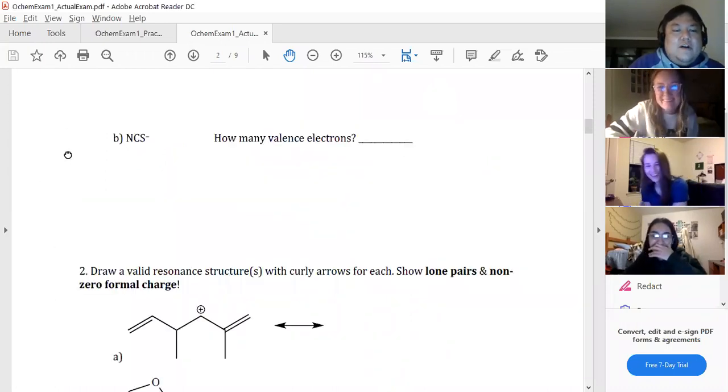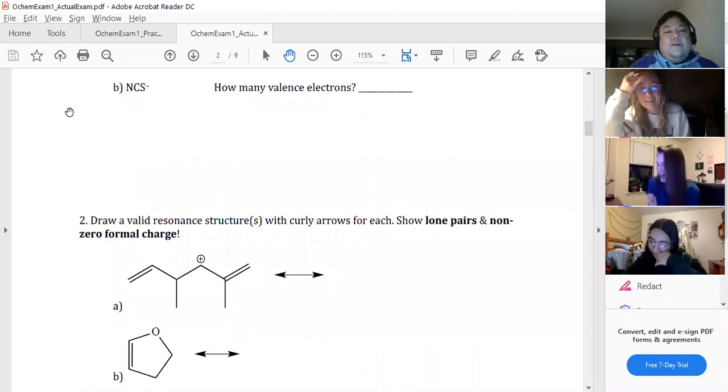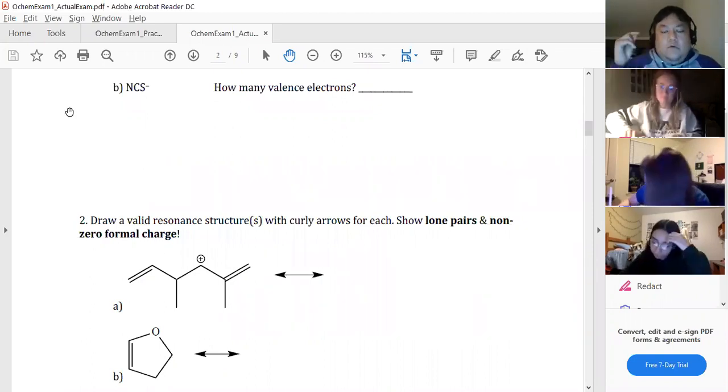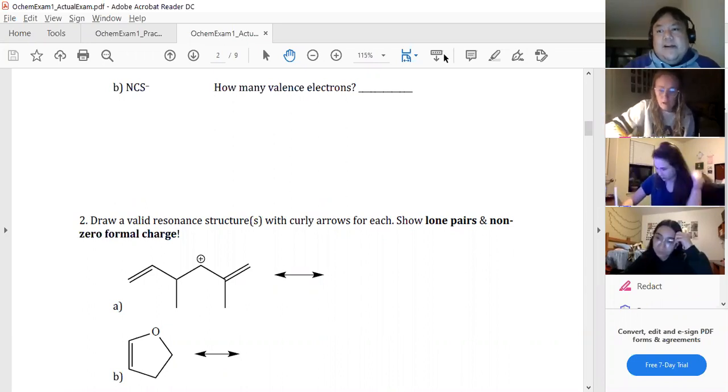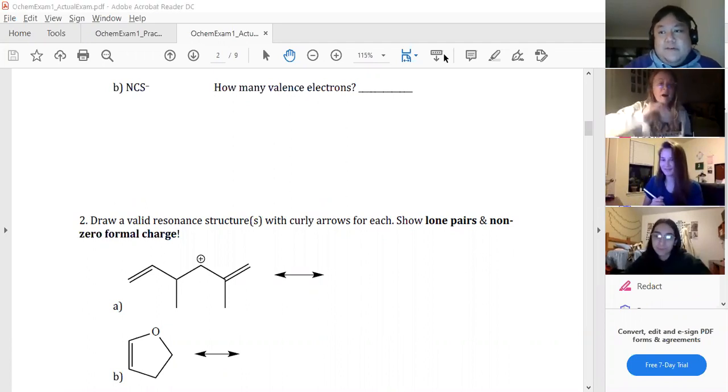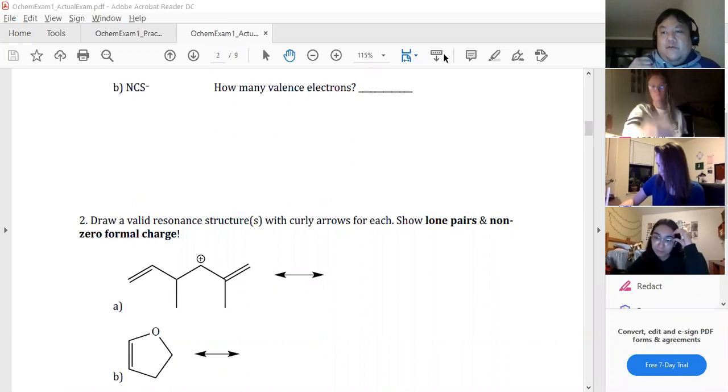Okay, next up, draw a valid resonance structure with curly arrows for each. How are you guys with mechanisms and drawing resonance arrows? Are you guys dicey? Okay, I'm going to teach you Terry's quick rules about resonance drawing. These are my rules that I use. If you follow my rules, you will get these right 95% of the time.